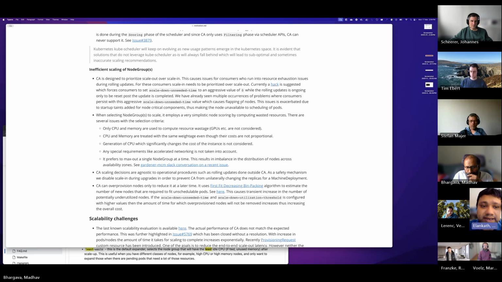And then most importantly, it prefers to max out a single node group at a time. It considers only one node group at a time. This results in imbalance in the distribution of nodes across availability zones. Vedran, I have linked your Slack conversation; Vedran explained this issue quite well there. This is just one example of what Vedran faced, but we have seen quite a lot of imbalance amongst different zones. Interestingly, Karpenter also mentions this as one of their advantages over the CA, namely zone balancing.